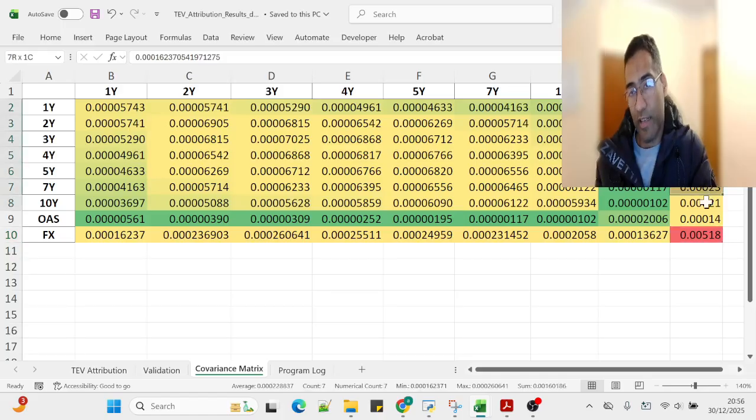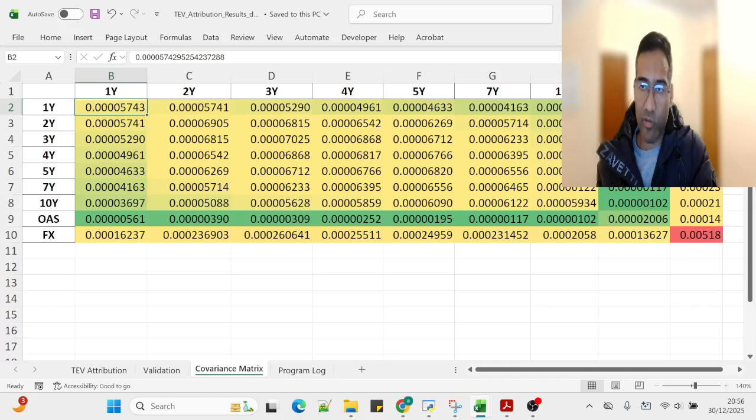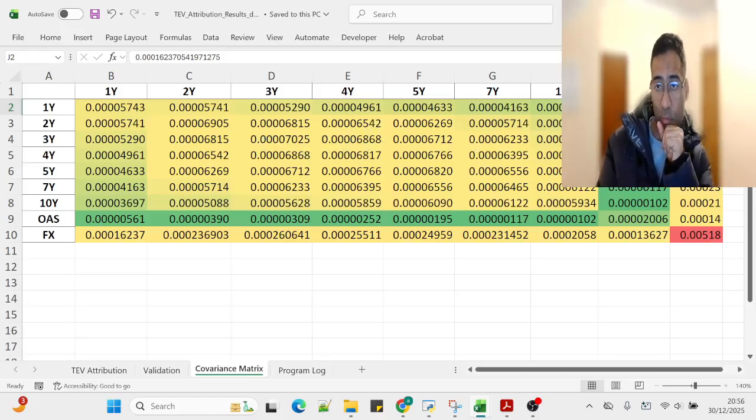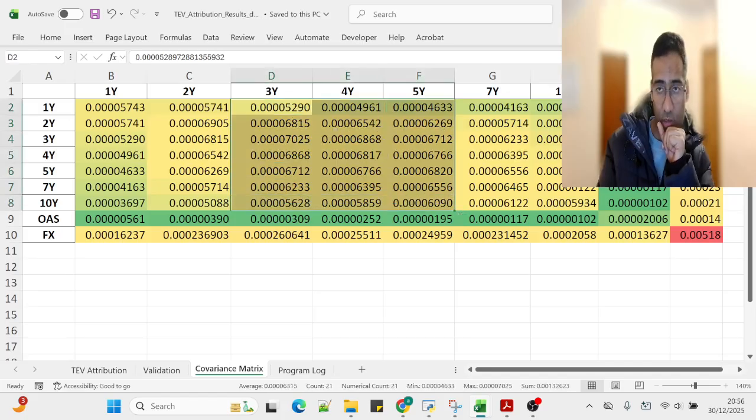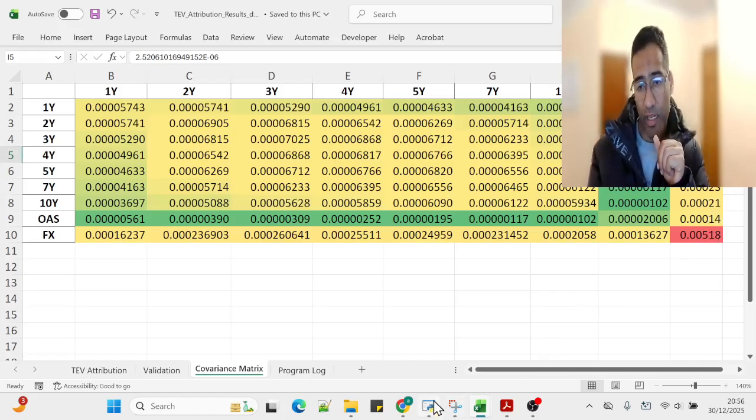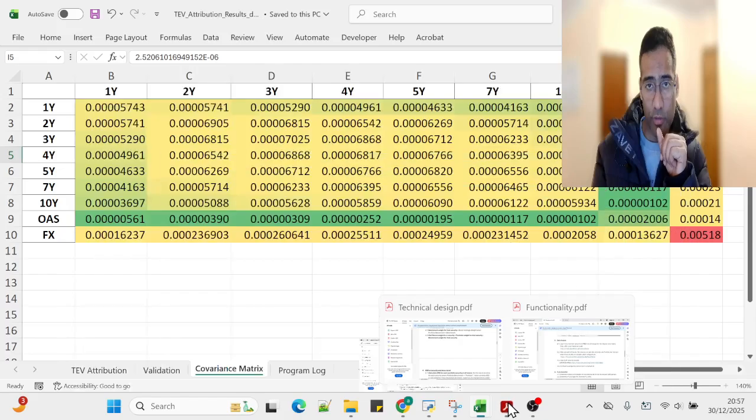I don't know if you are able to see, but this is darker than all the other cells combined. It is much more than rates, at least 10 times more than any of these rates. It is almost 10 times. And OAS is at least one third of any of these rates. So that's the main point I wanted to show you here as well.